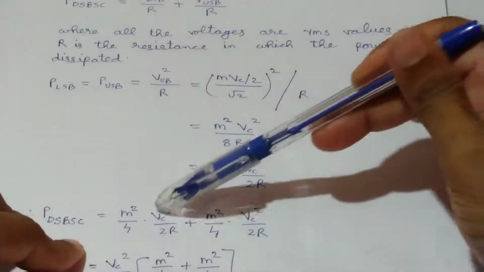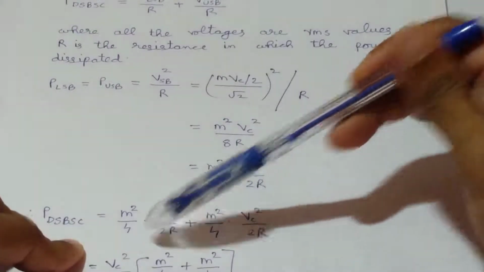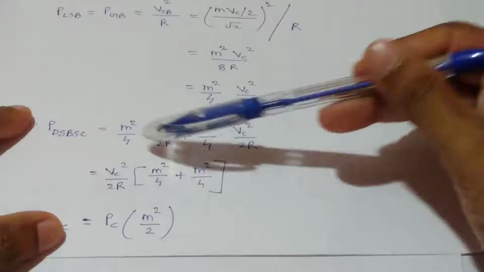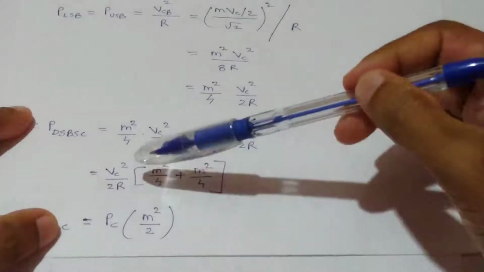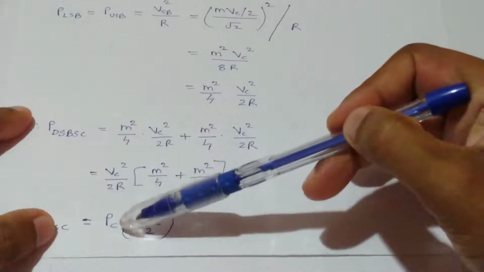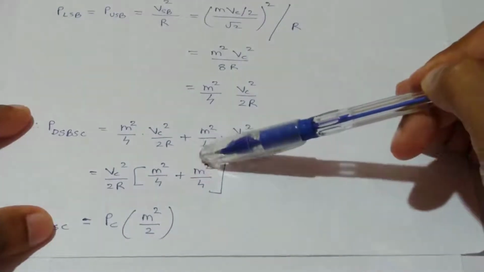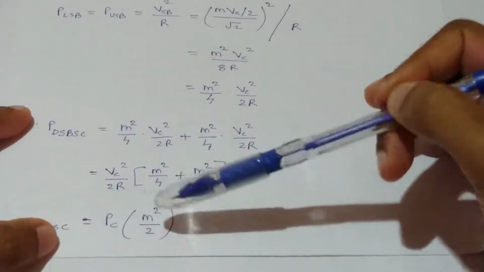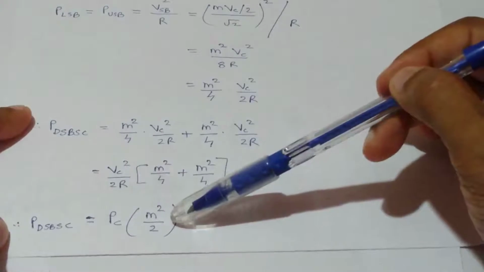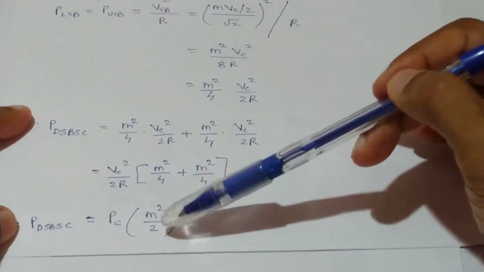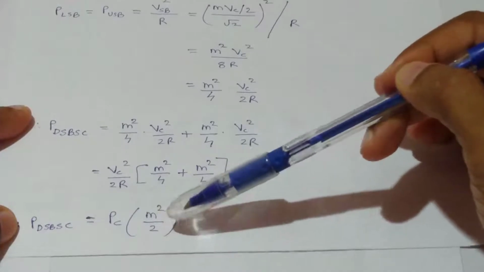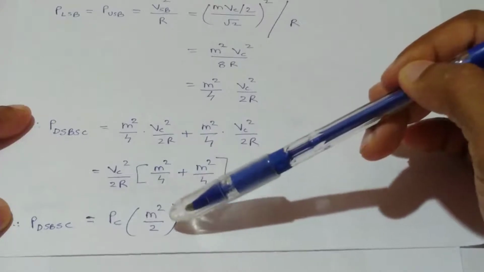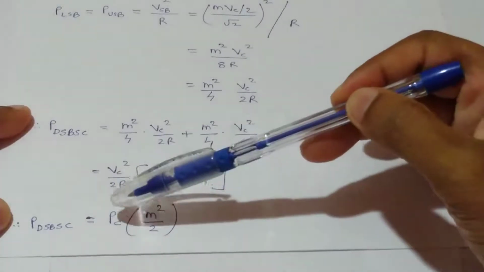Then from these two terms we can take Vc square by 2R outside. So we get Vc square by 2R into (m square by 4 plus m square by 4). We know Vc square by 2R is Pc, and m square by 4 plus m square by 4 is m square by 2. So we get P DSB-SC equal to Pc into m square by 2. This is the power relation in the DSB-SC wave, and this equation relates the total power in the DSB-SC modulated wave to the unmodulated carrier power.